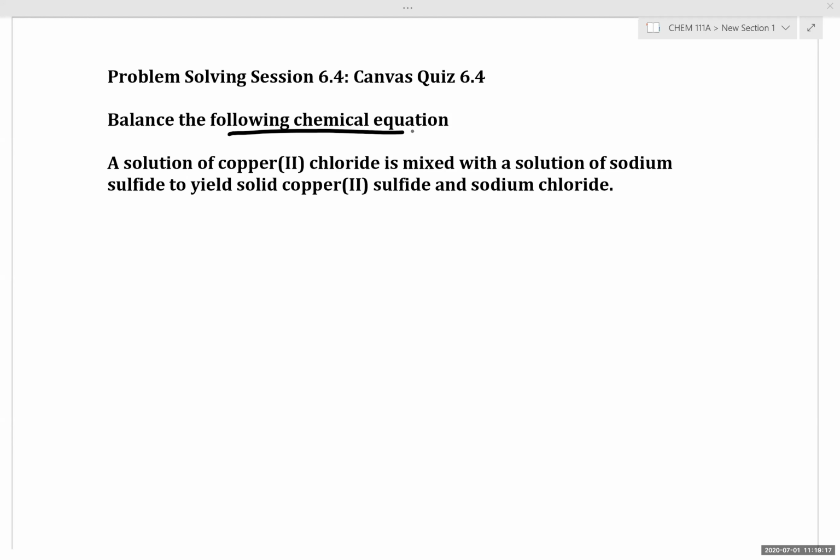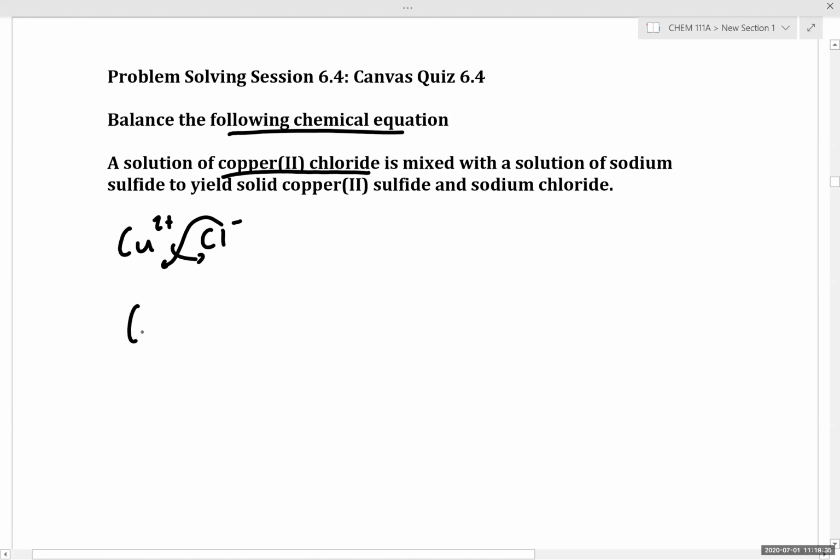So let's focus on writing out the formulas. So copper(II) chloride. That 2 signifies the charge. So we have Cu2+, and chloride is Cl-. So we cross the charges and that gives us CuCl2. We see the word solution, so we put the aqueous symbol.